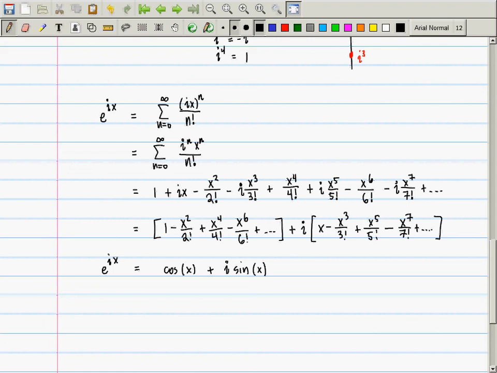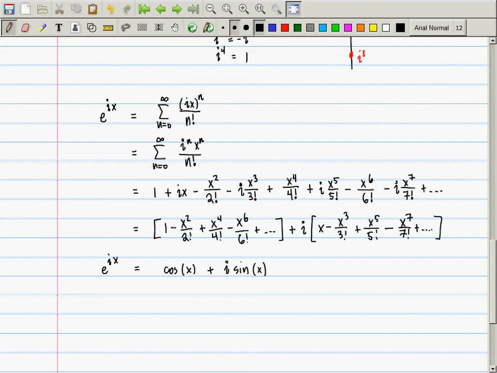What this is telling you is that there's a really deep connection between the exponential function and the trigonometric functions. To a mathematician, the trigonometric functions are just a special case of the exponential function. That's all they are. So e to the ix, the real part of that is cosine, and the imaginary part of it is sine. Most of the time when you're dealing with trigonometric functions in advanced mathematics, you're actually dealing with the exponential, and you deal with it in this way.